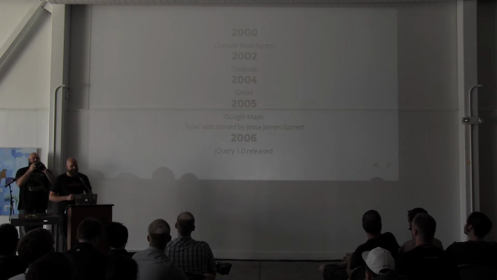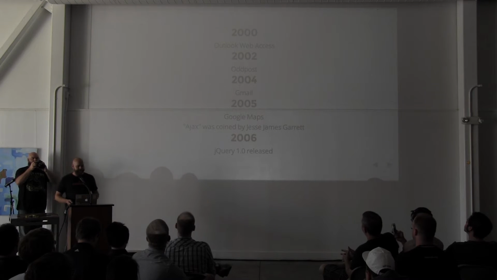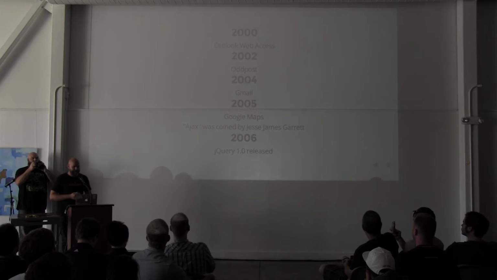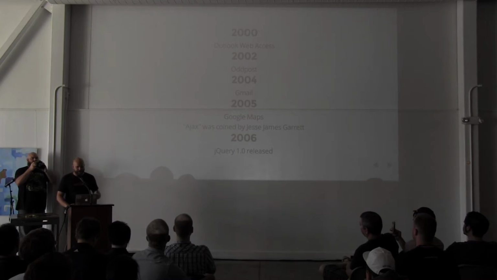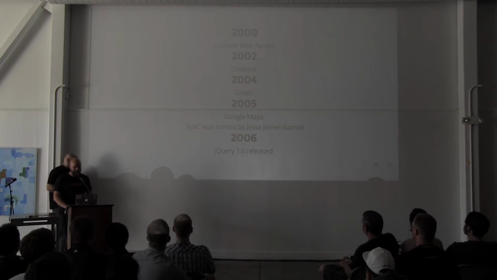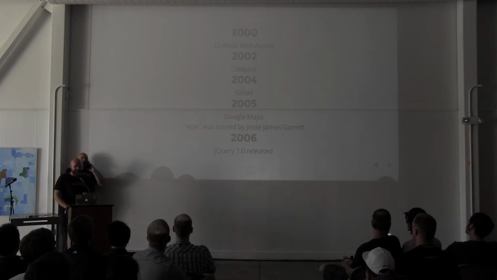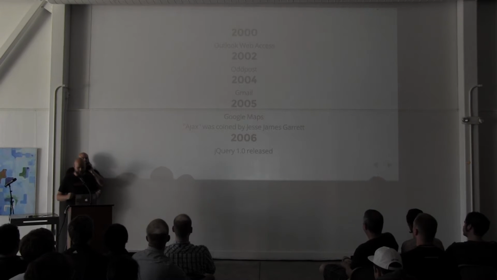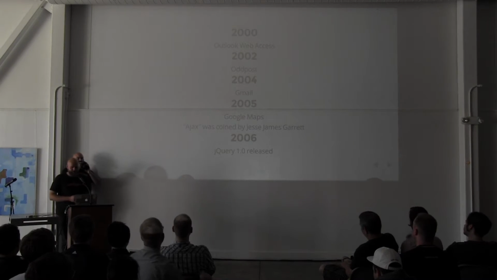And we can see that if we look at the type of applications that were built at this time, right? So with 2000, one of the pioneering web applications was Outlook Web Access, and then Outpost in 2002, Gmail in 2004, Google Maps in 2005, and then also in 2005 we started coining this term AJAX. AJAX became a thing. And in 2006, this is a random scattering of events, but jQuery 1.0 was released, and that's kind of a momentous moment, I think, in the story of web development.